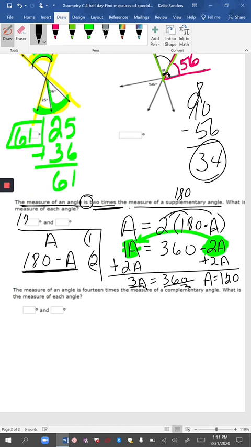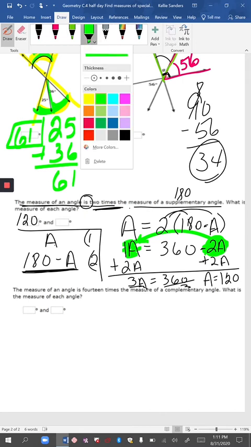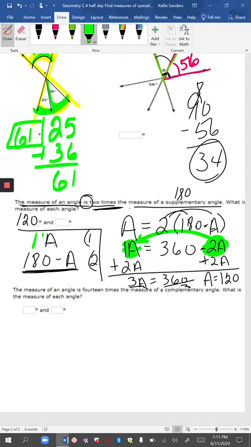So 120 is going to go in one of those boxes. It doesn't matter which one. But now I know that this A is 120. Then I could put 120 in this A to get my other angle. And 180 minus 120 is 60. So 120 and 60 would be my 2 answers.